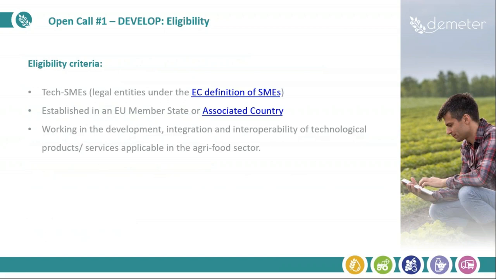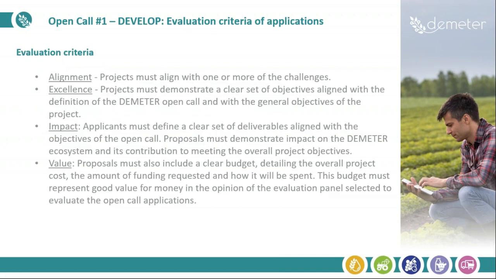And in terms of eligibility criteria, we are looking for SMEs within the European Commission definition of SME. The applicant should be established in a European Union member state or associated country, and they should be working on the development, integration, and interoperability of technological product or services in the agri-food sector. There will be criteria, of course, to evaluate the applications based on the alignment with the project, the excellence of the solutions proposed, their impact, and the value for money that they propose on the applications.